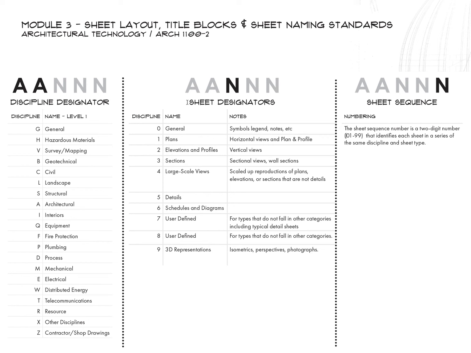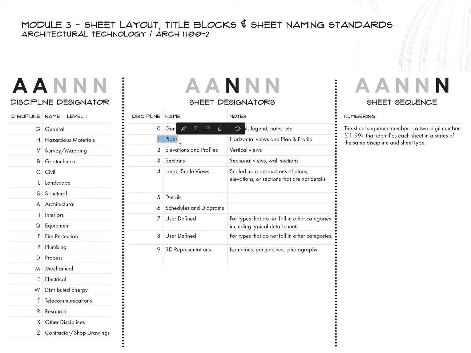I'm going to come back to sheet designators for just a bit. The reason why I didn't spend too much time on them is throughout the semester, we're actually going to go through and study each one of these individually. So let me just go through and talk about these in general. 0, general: these are symbols, legends, notes, etc. Basically, things that aren't drawings. They could even be diagrams. A lot of people put their specification sections here, but essentially it's everything but drawings.